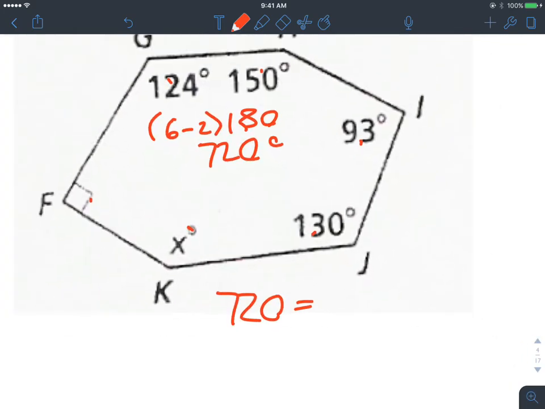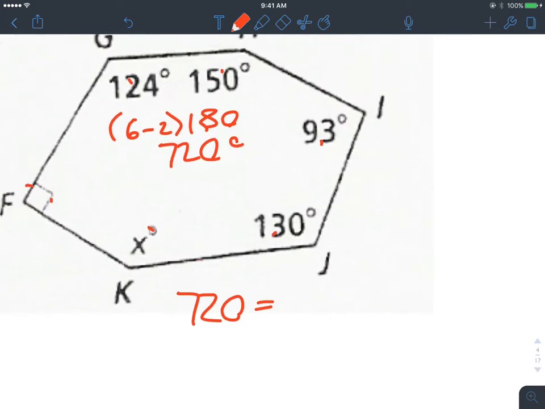I'm going to go ahead and add up all the angles I know right here. This is 90, so if you want to write that. So we'll go 90 plus 124 plus 150 plus 93 plus 130. So that'd be 587. And then plus x equals that, and then subtract from 720. And then divide, or actually you don't need to divide at all because you just have x. So that'd be 133.